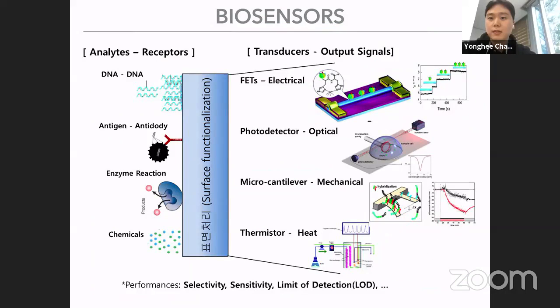As seen here, there are so many combinations of input and output pairs. There are 4 types of input: DNA, antigen, enzyme reaction, and chemicals. DNA needs a complementary single-stranded pair on a surface, like this. And an antigen needs an antibody, which targets the specific antigen. We categorize biosensors by their output signal forms. If the output signal is electrical, then it is a BioFET. And there are many other forms like optical, mechanical, and heat.